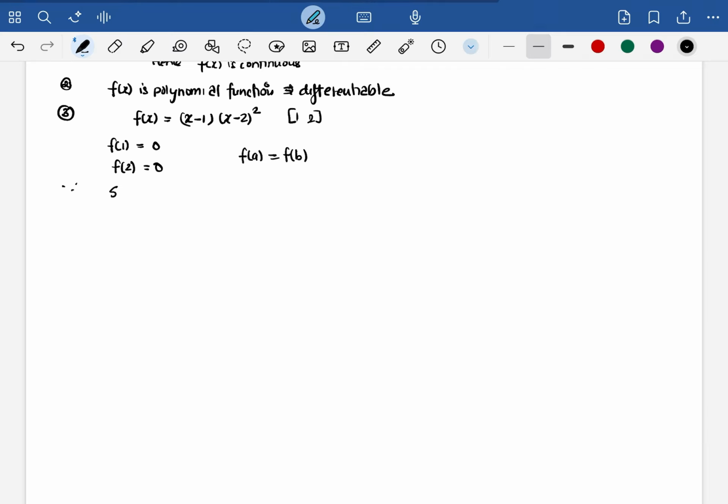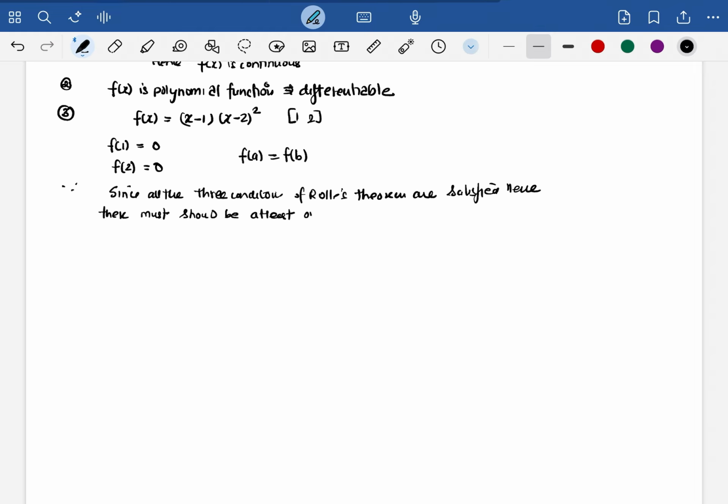So you will write like this: since all three conditions of Rolle's theorem are satisfied, hence there should be at least one value of c which lies in the range of 1 to 2, such that f'(c) is 0. So first of all, we have to calculate f'(x). So what is f(x)?